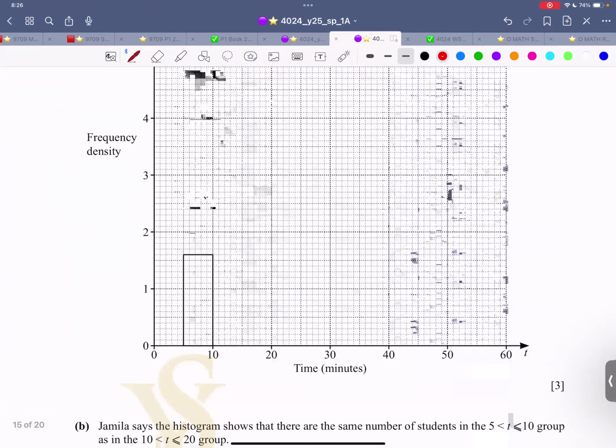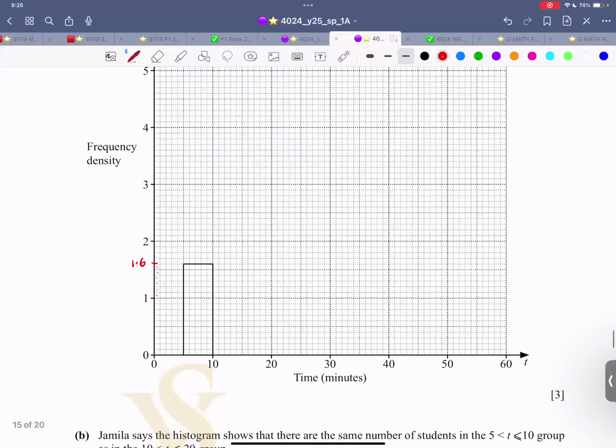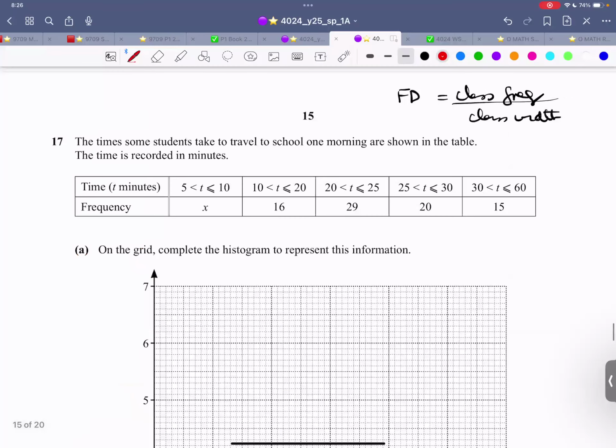So over here, this is 1, and this is 10 small grids. So this is 1, 2, 3, 4, 5, and 6. This is 1.6, so the height is 1.6. The class width is 5, and there is 10, and there is 5, and there is 5, and there is 30. All good? So the frequency density is 1.6.